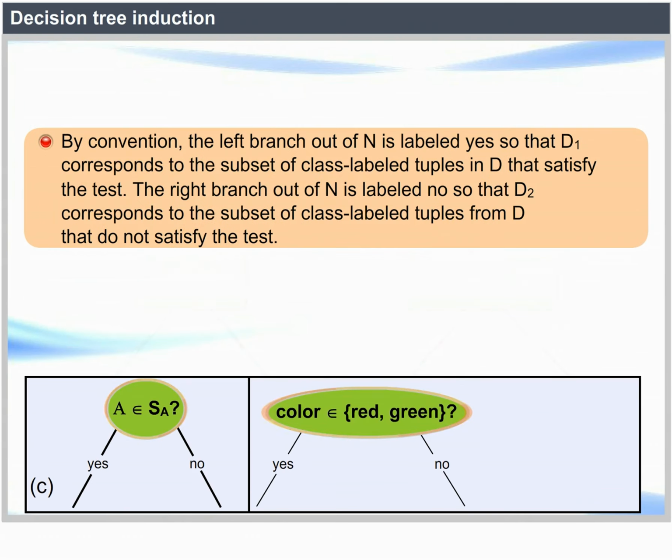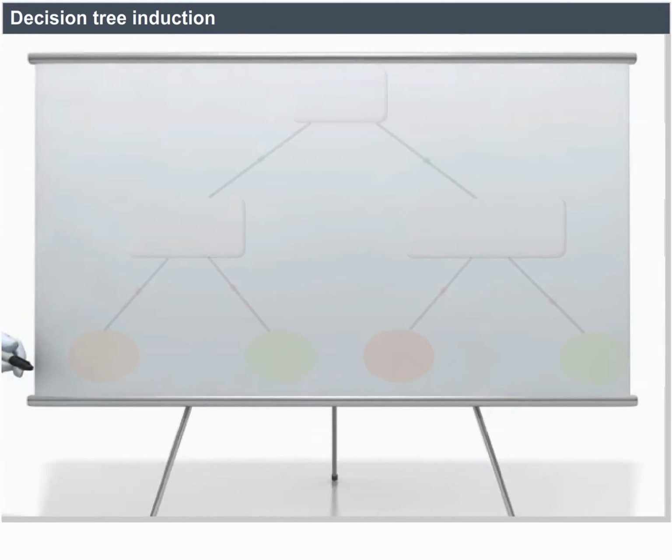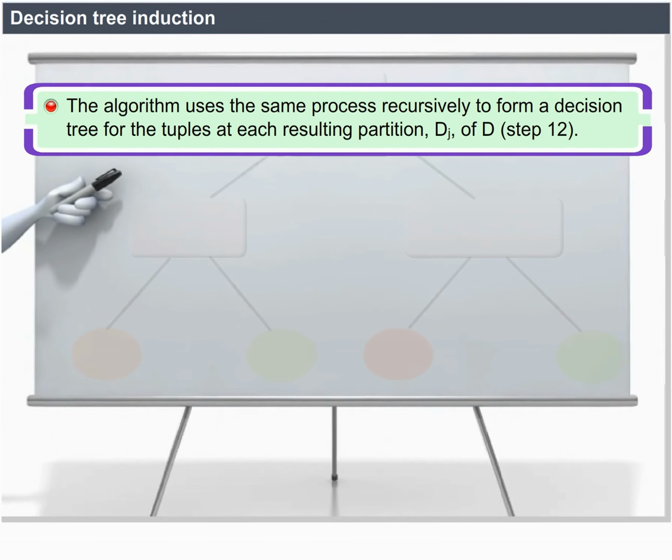By convention, the left branch out of N is labeled Yes, so that D1 corresponds to the subset of class-labeled tuples in D that satisfy the test. The right branch out of N is labeled No, so that D2 corresponds to the subset of class-labeled tuples from D that do not satisfy the test. The algorithm uses the same process recursively to form a decision tree for the tuples at each resulting partition Dj of D.